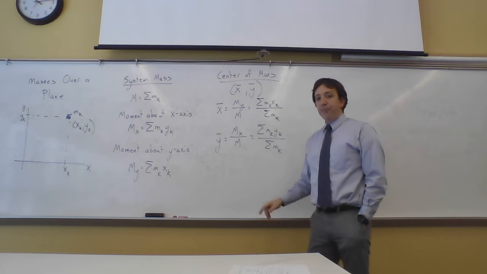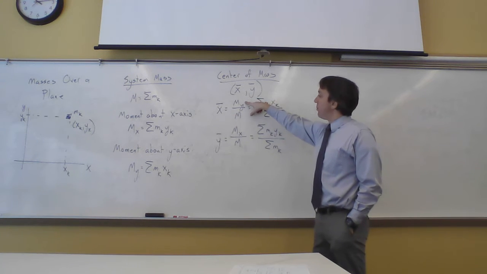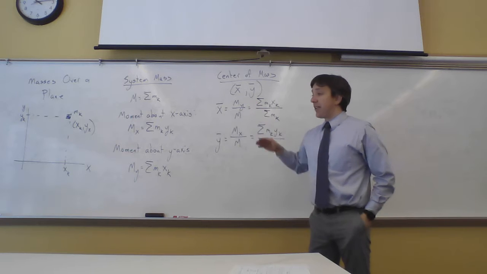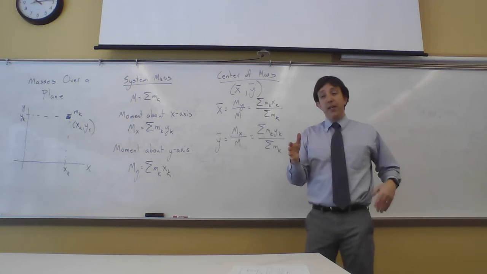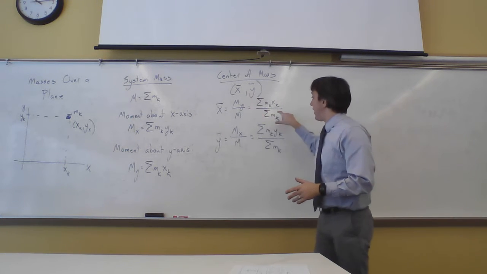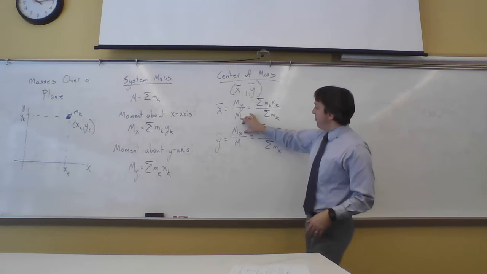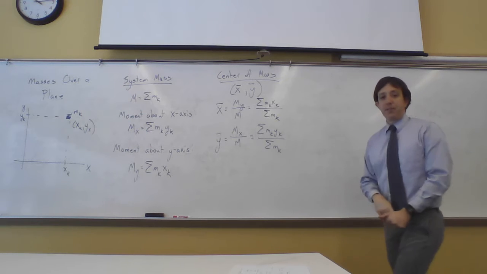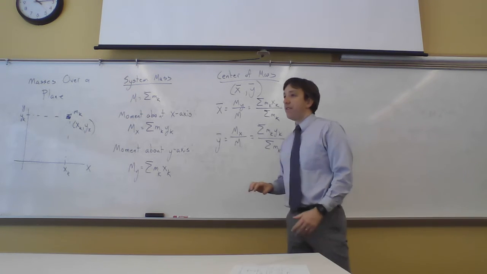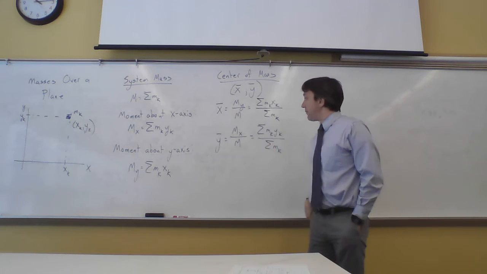and y bar, where x bar is the moment about the y-axis, because that's going to be an x coordinate, right? The moment about the y divided by the system mass. And y bar will be the moment about the x-axis divided by the system mass. So again, you're adding up all those individual masses for these m's. That's what we had over there.